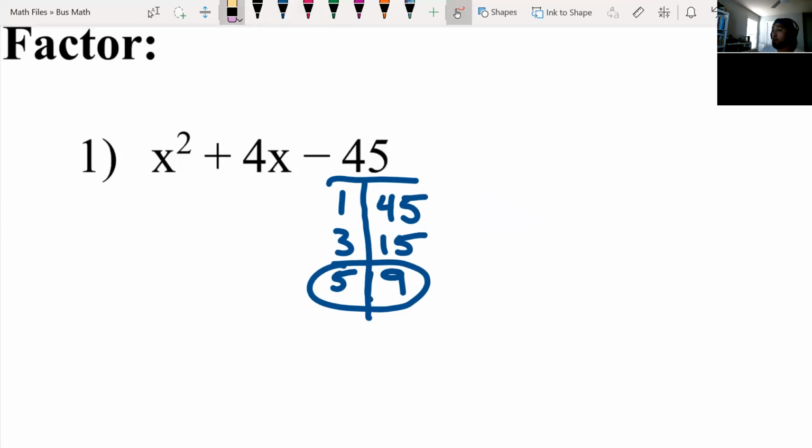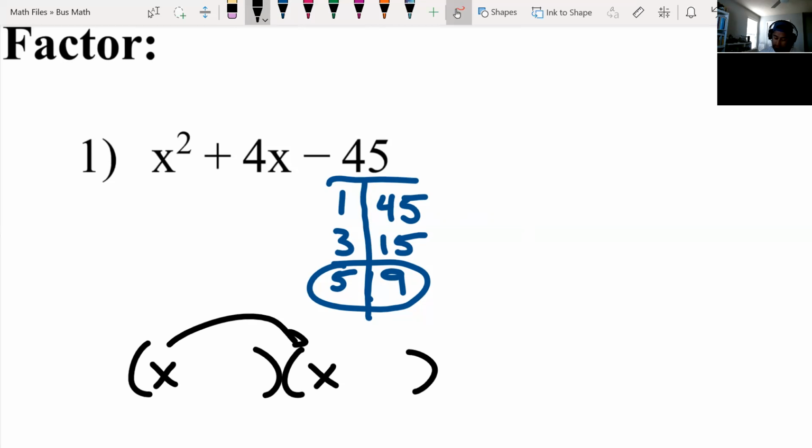All right. So now when we factor it, there are other things we have to know here. First thing we're going to do is set up our parentheses. I'm going to have x here and x there, because when we FOIL, x times x gives me x squared. And now we have to input 5 and 9 into these parentheses with appropriate signs.